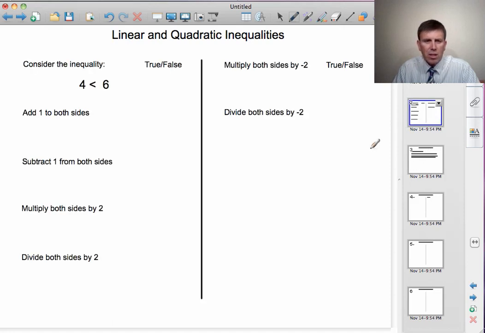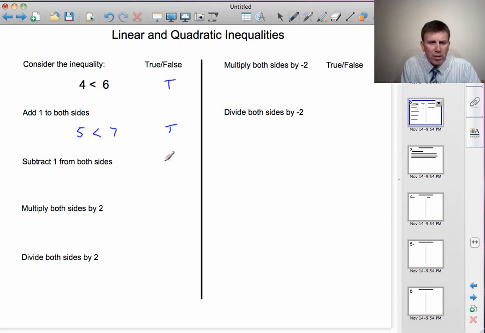So let's consider the inequality 4 is less than 6. Well, obviously that's a true statement. What if we add something to both sides of the inequality? Let's add 1 to both sides. So the left-hand side would become 5 is less than 6 plus 1 is 7. Is that still a true statement? Yes, it is. And that would be true however much we added to each side.